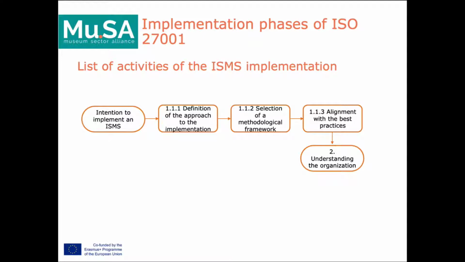The activities are first, the definition of the approach to the information security management system implementation. Second, the selection of a methodological framework to manage the information security management system implementation project. And third, the alignment with the best practices. In the output part, we have the selection of a project management methodology.